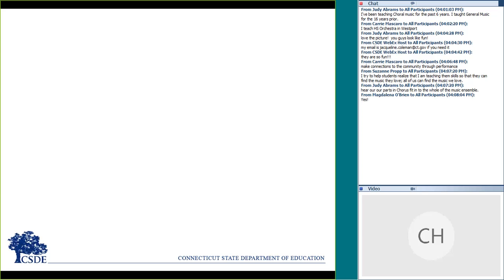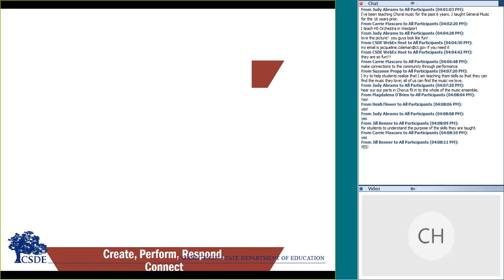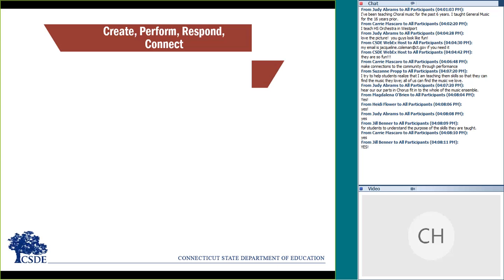So I came up with a diagram to help me wrap my head around how the standards move from the artistic processes into my everyday instruction. Our Connecticut State Arts consultant, Jackie Coleman, has done a webinar that goes into this in depth. If you would like more information about this, you can find the webinar on our Connecticut State Department of Education Arts homepage. So let's take a brief look at the NCAS pyramid that I've come up with that I think will explain this better.